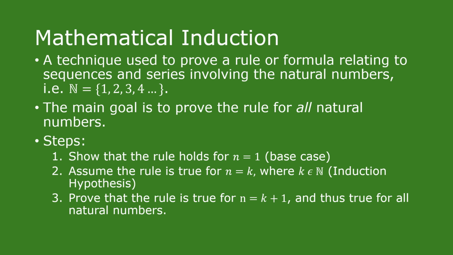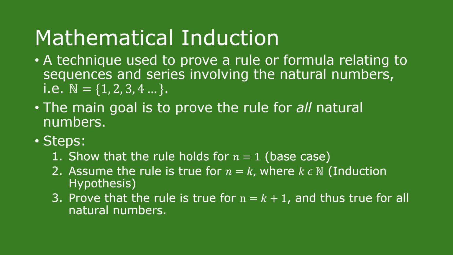The steps in mathematical induction involve first showing that a particular rule or formula is true for the base case. Now the base case could be n is equal to 1 or n is equal to 0. Once you show that it's true for the base case, you then make the induction hypothesis. So this hypothesis is where you assume the rule is true for n is equal to k, and k is any arbitrary natural number. And then what we set out to do is to prove if the rule holds for n is equal to k plus 1.